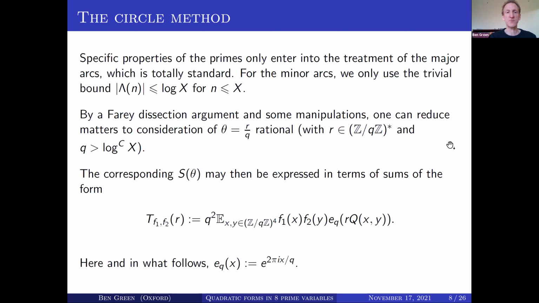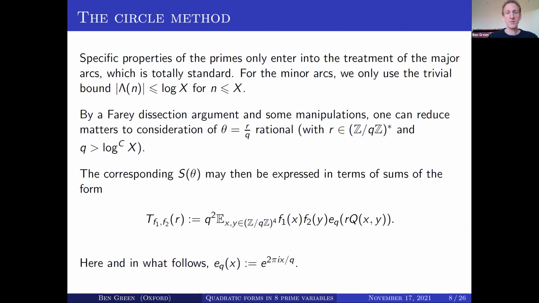So we reduce to actual rationals. At those points, we've got an exponential sum. And by standard manipulations, that sum can be expressed in terms of sums that look like this sum T that I've written here. What goes into this are various averaging arguments, fairly routine things.